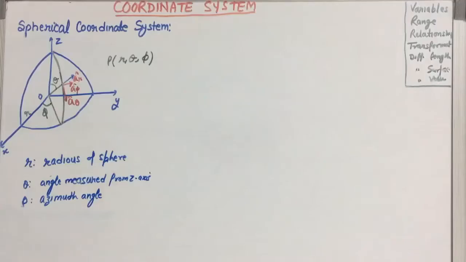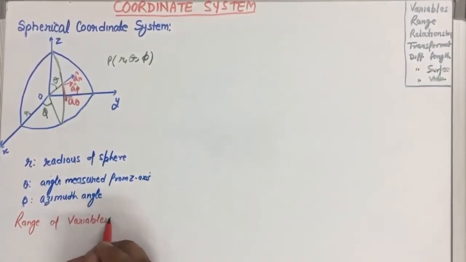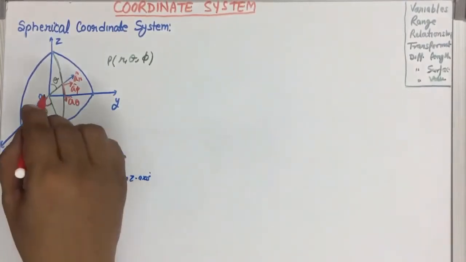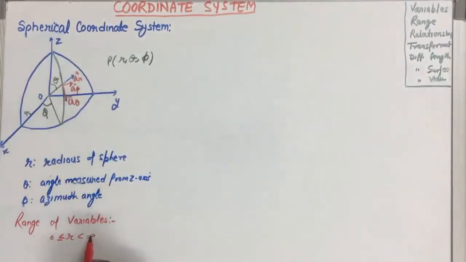Now after defining the variables, we will discuss the range of variables. The first variable, that is r: minimum value of the radius can be 0 and the maximum value of the radius can be any value up to infinite. Okay, so r can vary from 0 to infinite. And what about theta?